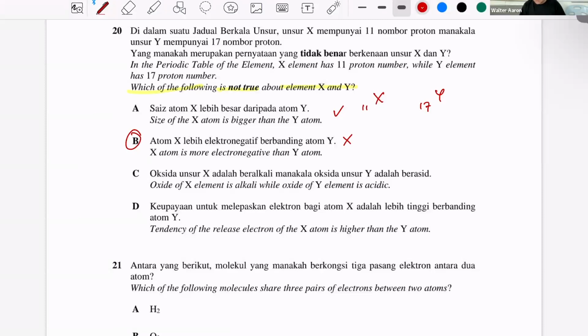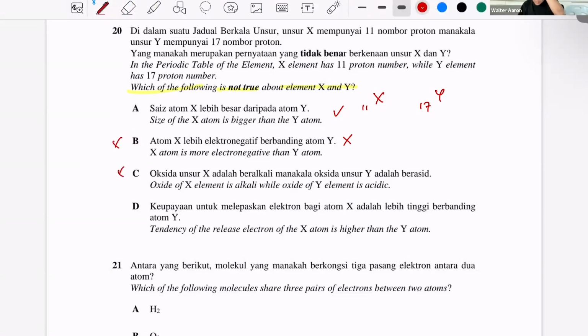Oxide of element X is alkali. Oxide of Y element is acidic. Oh, sorry. Oxide of X is alkaline, while oxide of Y is acidic. So I will say that X is supposed to be alkaline, Y is supposed to be acidic. So they actually twisted it. Right? So this is actually wrong also. Okay, these two are wrong.